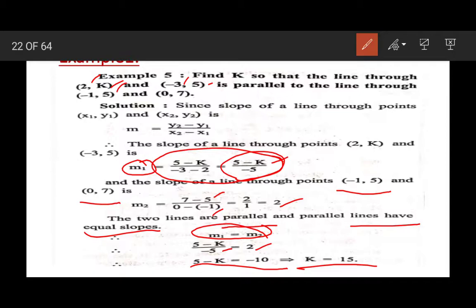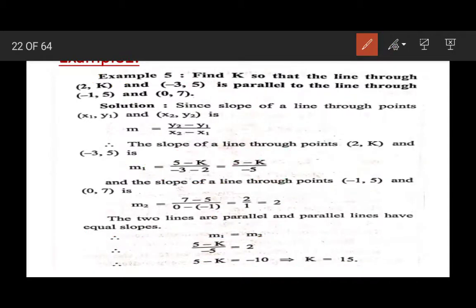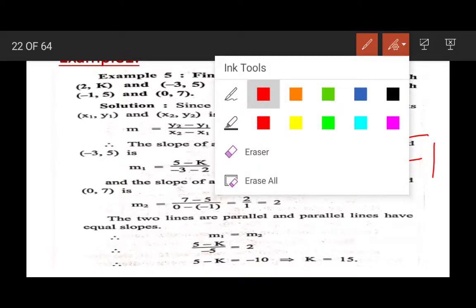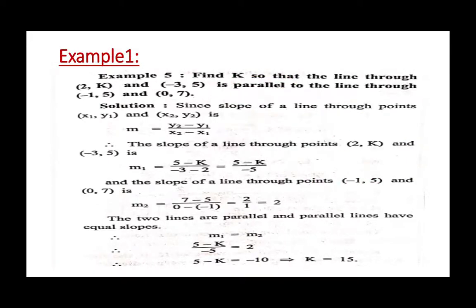So class, whenever the word parallel or perpendicular is given, you have to use that relation. If parallel is given, you have to use m1 is equal to m2. If the word perpendicular is given, then you have to use the relation m1 into m2 is equal to minus 1. So it depends on the word. Just check the word. Let's see the next example.